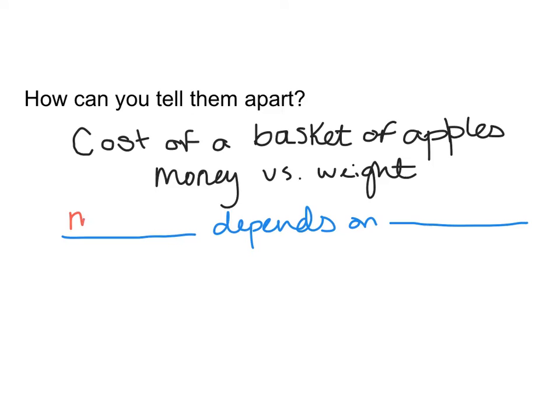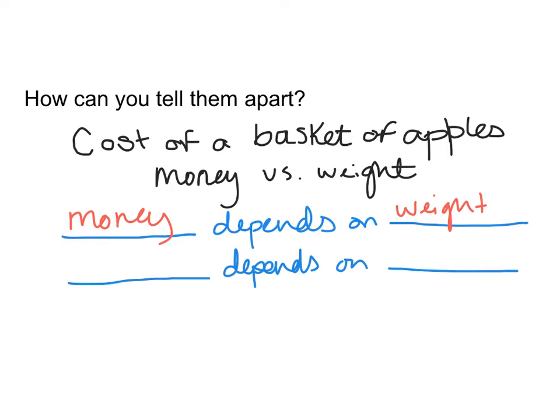I'm going to say the money depends on the weight, or the weight depends on the money. So we got to think carefully about what's happening here. So in the first option, the amount of money that we have to pay is dependent on the weight of the apples. That feels right. You walk up to the checkout, they weigh the apples, they tell you you owe $4.73 because your apples weighed this amount.